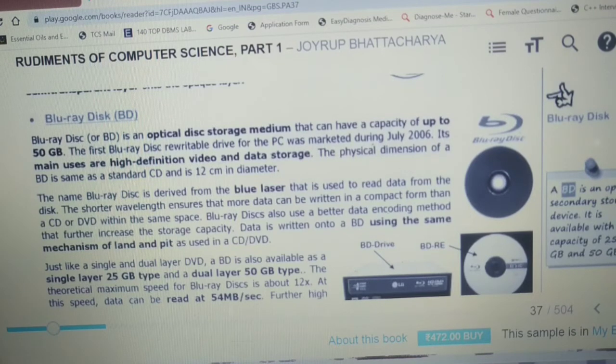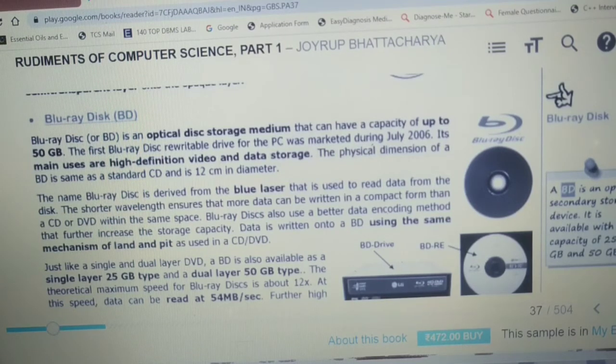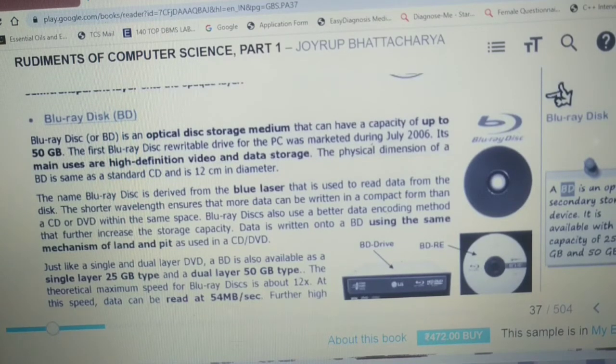The physical dimension of the BD is also the same. But why it is named Blu-ray disc, you have to explain. If the question comes, what is Blu-ray, this information along with why it is called Blu-ray disc you have to mention. The name Blu-ray is derived from the blue laser that is used to read the data from the disc. Data is written onto the BD using the same mechanism of land and pit used in CD and DVD. BDs are available as single layer, dual layer, and also in re-recordable, rewritable form.